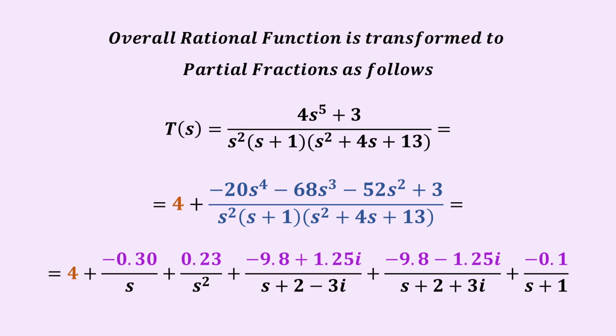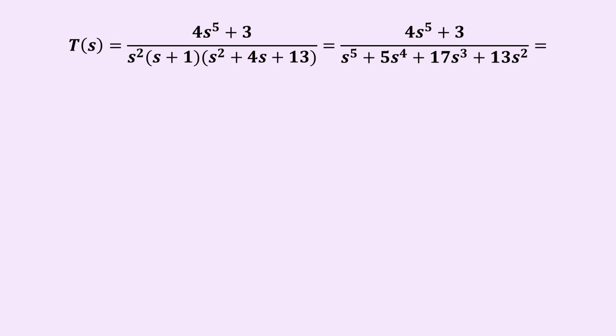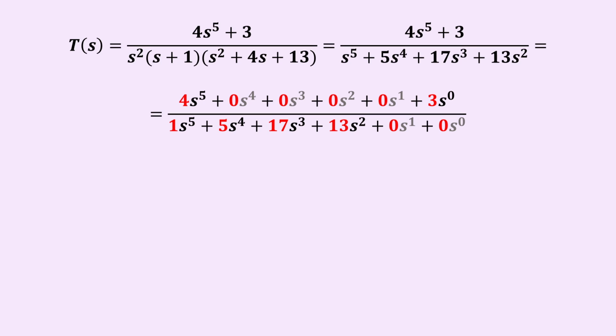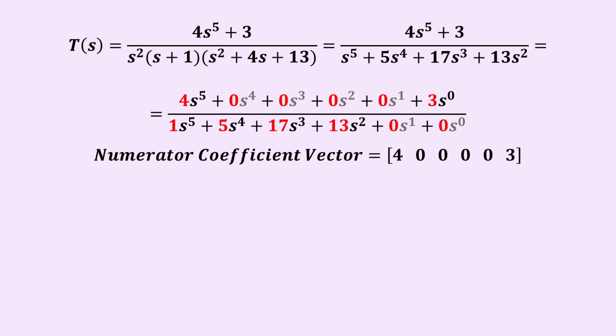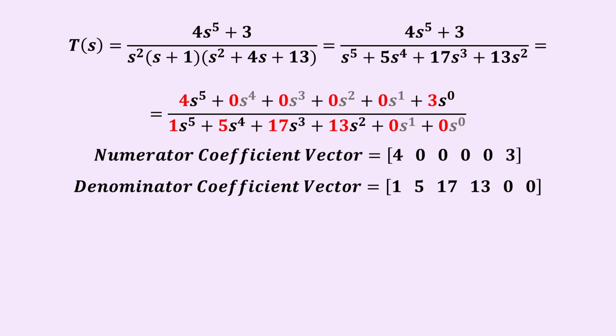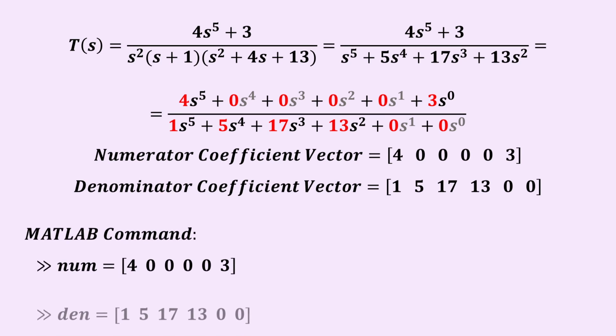This overall time-taking and complicated process can be done very easily using MATLAB. In MATLAB, we first have to define our rational function in terms of coefficient vectors. So we have to find all the coefficients of the numerator and denominator polynomials, and we will define row vectors based upon these coefficients as shown here. These numerator and denominator coefficient vectors can be defined in the MATLAB environment using the following commands.